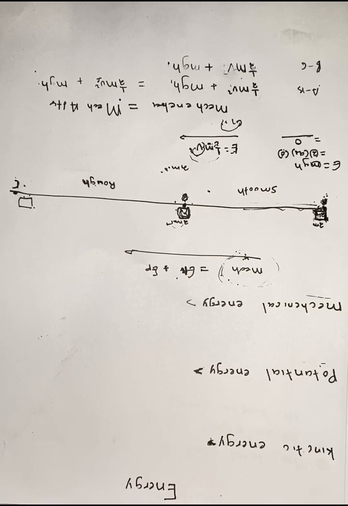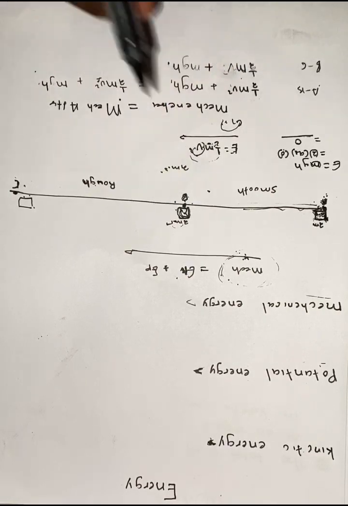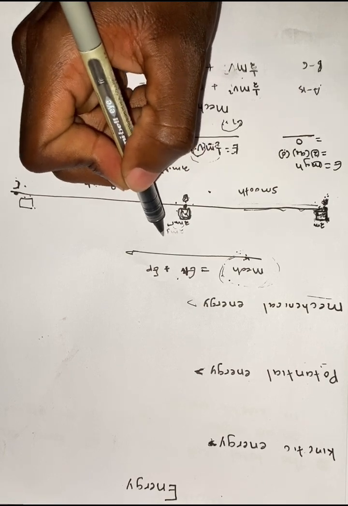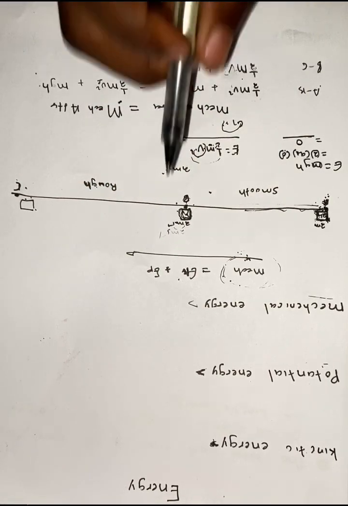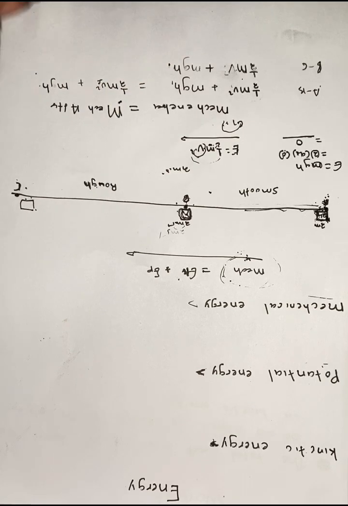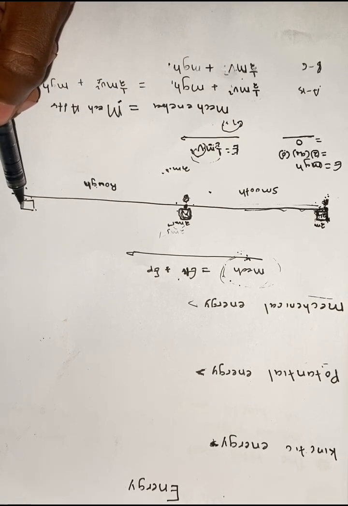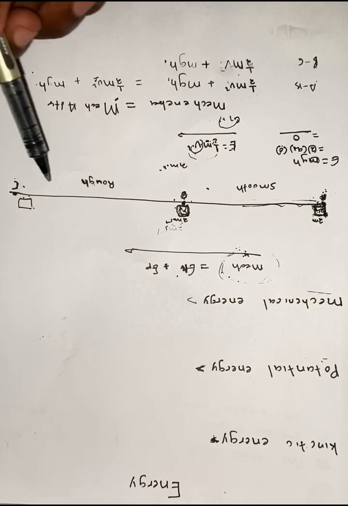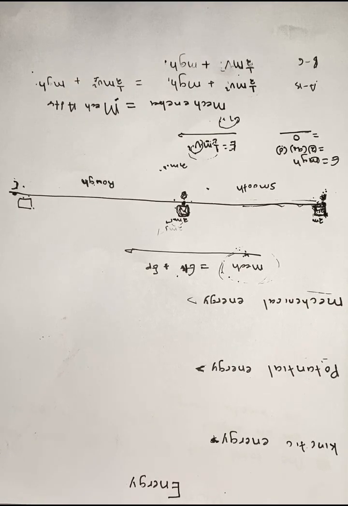Let's look at kinetic energy. The object is moving at 2 meters per second at point B, and then it moves along the horizontal surface. It can happen that it comes to a stop at point C. Why? Because there is an opposing force, which is the friction force.